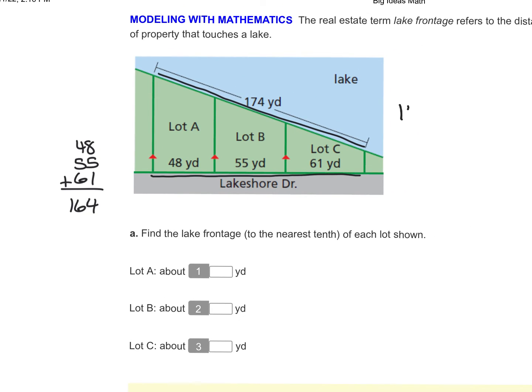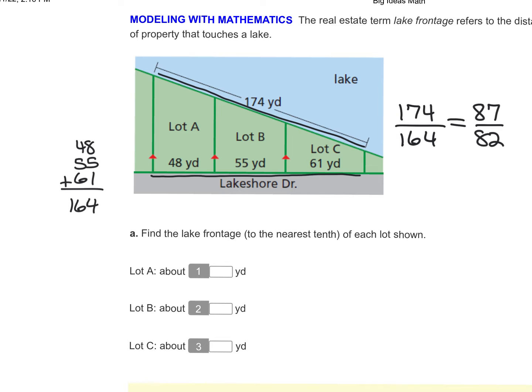So I'm now going to take the lakefront over Lakeshore Drive. I'm going to put it in a ratio and I'm going to simplify it. So once I divide 174 by 2, I get 87. And then 164 divided by 2 is 82. This will be the simplified ratio I use in my 3 proportions.